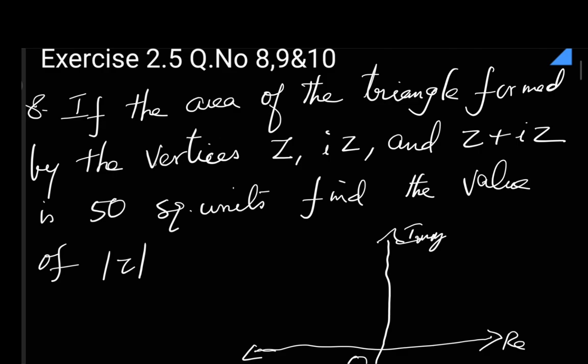See, the triangle is formed by the three vertices z, iz and so on. So z is an arbitrary point. Let me take z in the first quadrant. How do you get iz? Just multiply z with i. That means geometrically we are giving a rotation of z by 90 degrees. So it takes the position here, iz.